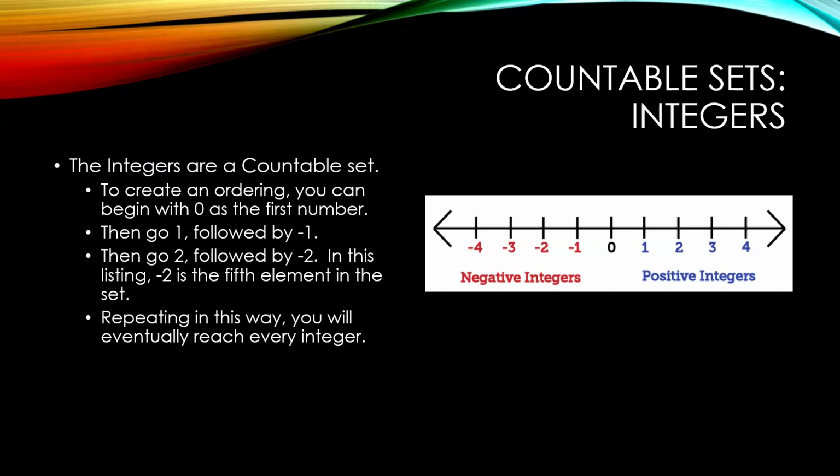The next set is the integers. Remember, the integers are the positive and negative whole numbers. We can create an order for this, and so the integers are a countable set. If you think about it, start at 0, then 1, -1, 2, -2, 3, -3. This listing that we're creating is going to cover all of the integers. Every single number will be hit eventually.